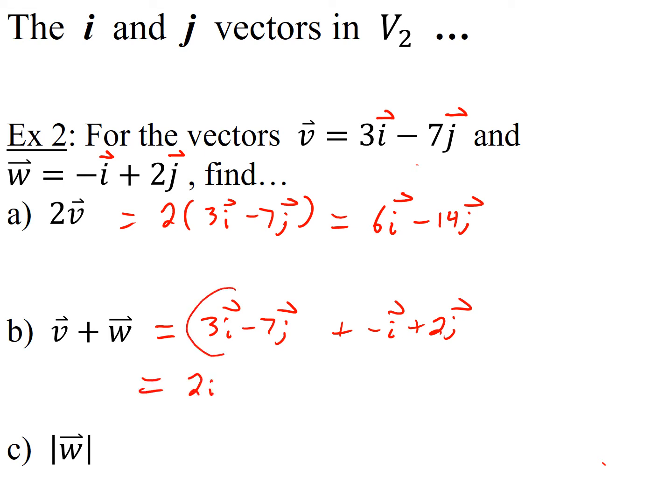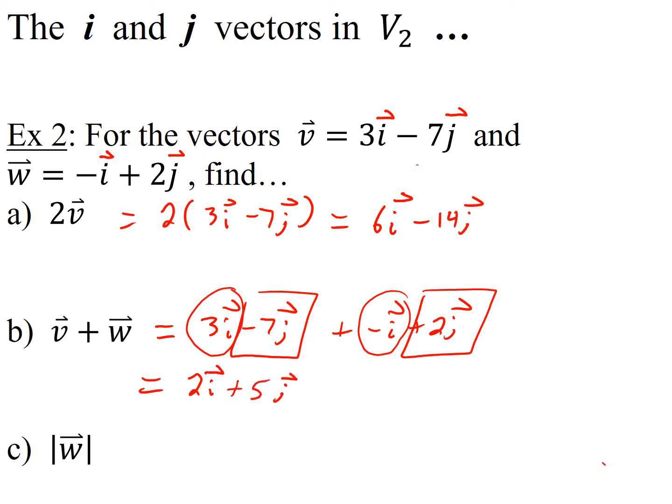Okay, when you combine this term and this term together. And then when you combine a minus 7j and a plus 2j, you get a plus 5j. And once again, if you were going to write this in component form, which I'm not going to, it'd be ⟨2, 5⟩ with the angle brackets. Okay, and then to find the magnitude of w, that's what this means when you have an absolute value around it. You know how that works. You square each component and add them.